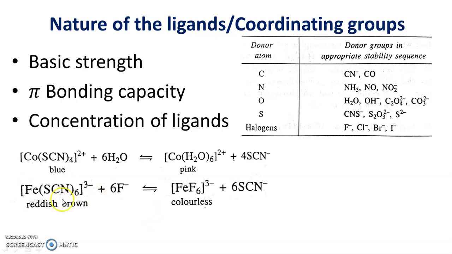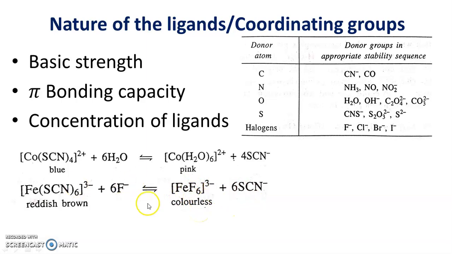Another example is that the iron or ferric ion forms a complex with thiocyanate ion and its color is reddish brown. When fluoride ions are added to the solution of this complex, and as the concentration of fluoride ion increases, the reddish brown color disappears and we get the colorless hexafluoroferrate 3 ion.